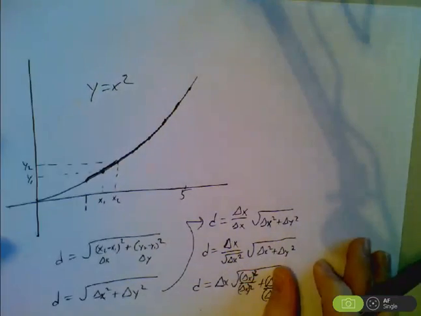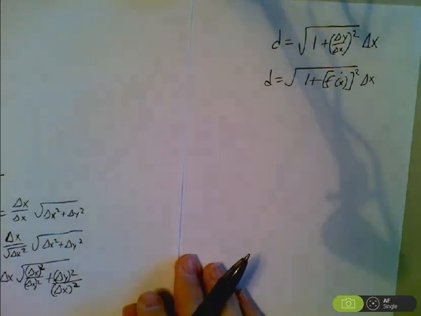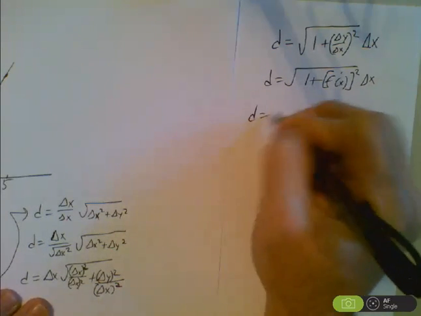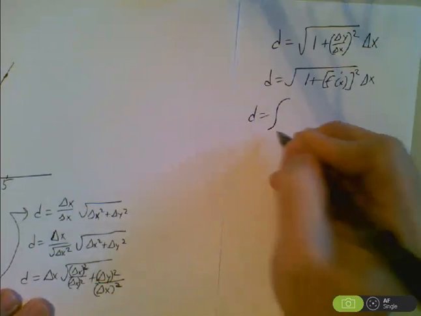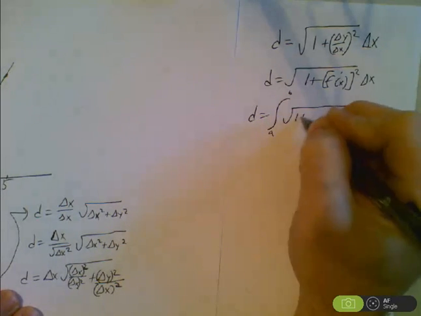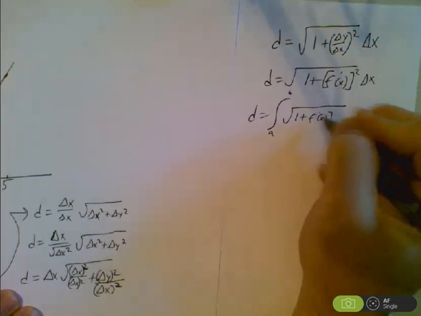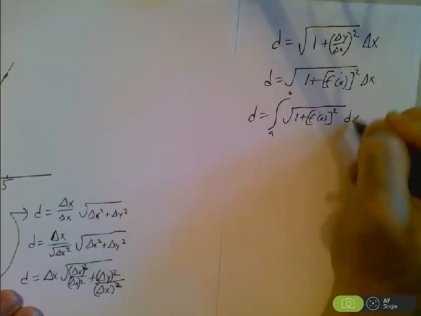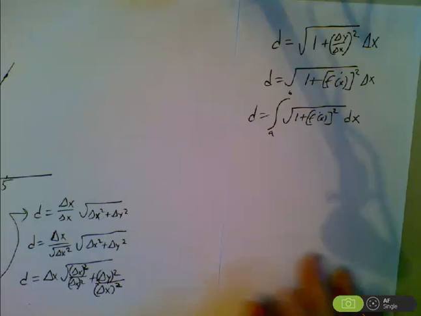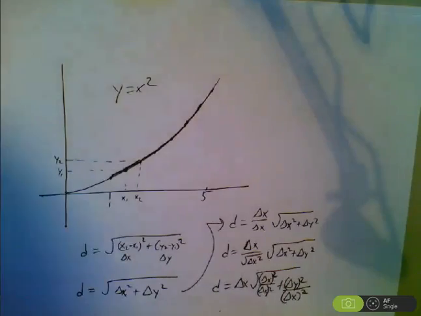Well, we have a good technique for accumulating a whole bunch. We could do it in sigma notation, but my guess is you'd rather do it like this. Use the integral from the lower limit to the upper limit, square root of 1 plus f prime of x squared, and instead of delta x, I'm going to write dx, and that looks just like a formula we can use.